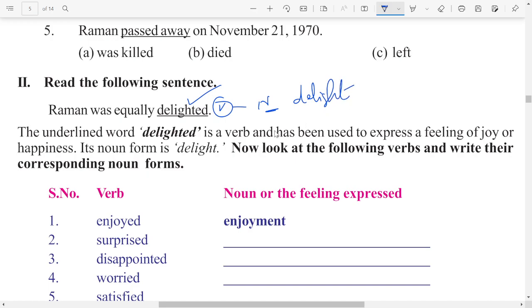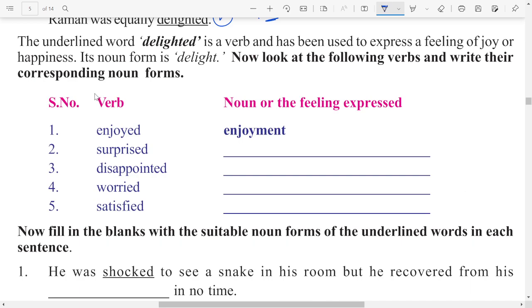Okay, delight. So now what we have to do is, we have got some verbs here, we have to write the noun forms of these verbs. Okay, let us look at this. Look at the first one, enjoyed. Here enjoyed is the verb form, enjoyment is the noun form.